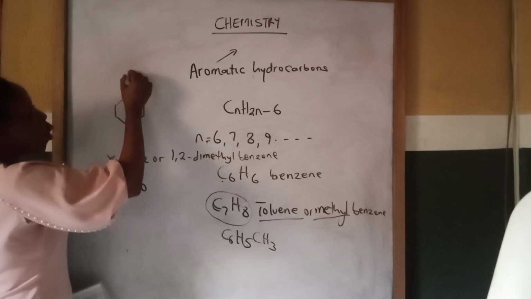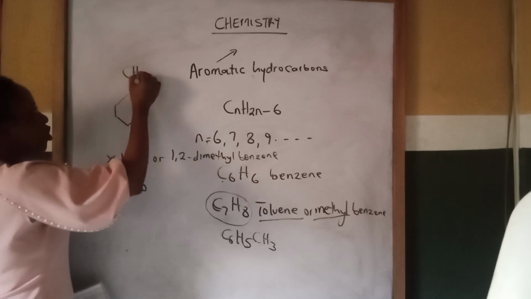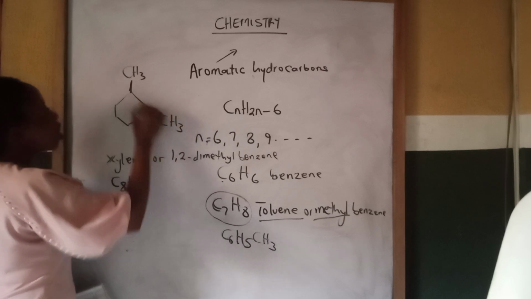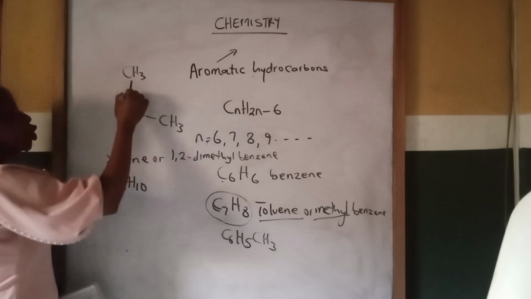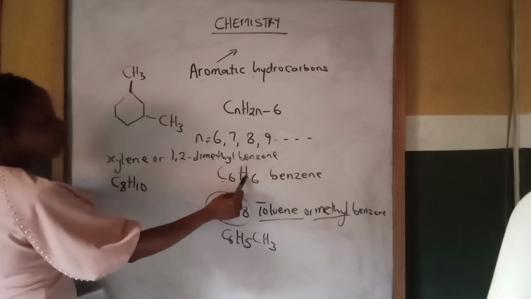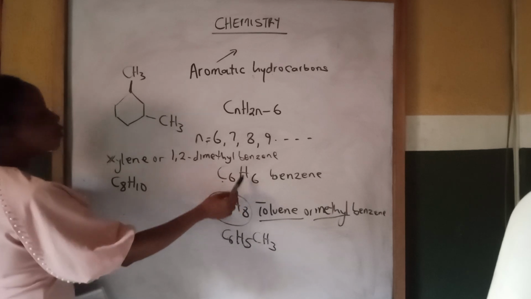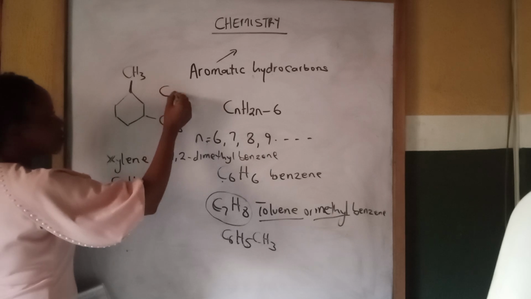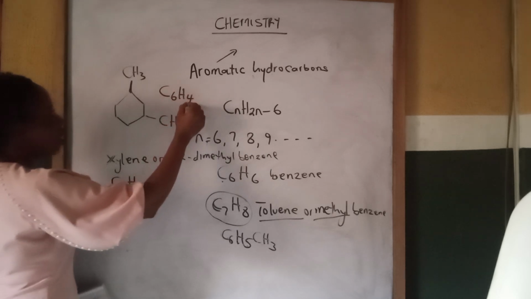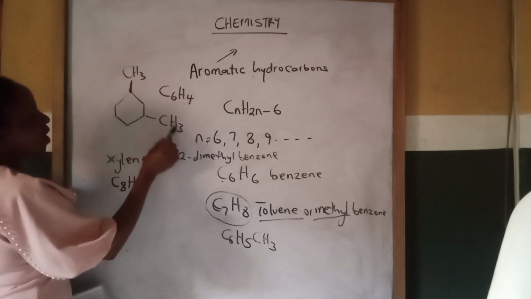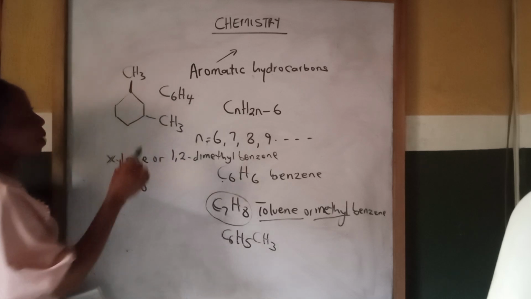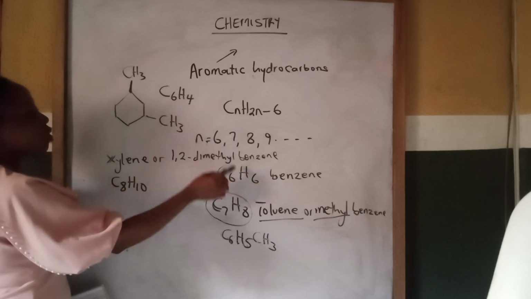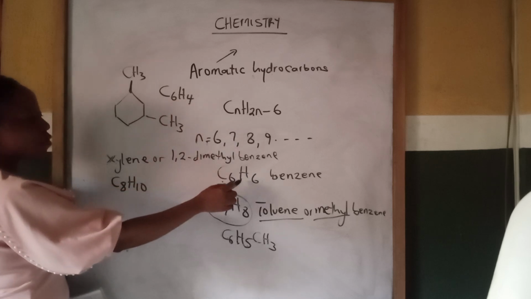So if you attach one methyl, which is CH3, then you attach another methyl, CH3, it shows that you have removed 2 hydrogen atoms from the molecular formula of what? Of benzene. Removing 2 hydrogen atoms from the molecular formula of benzene will give you C6H4. Then the two CH3 groups have occupied the position of what? Of the 2 hydrogen atoms that you removed from the molecular formula of benzene.